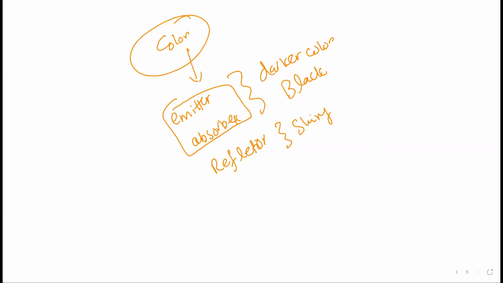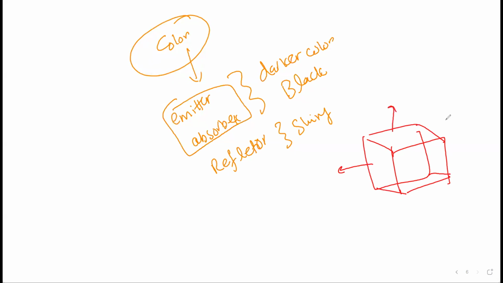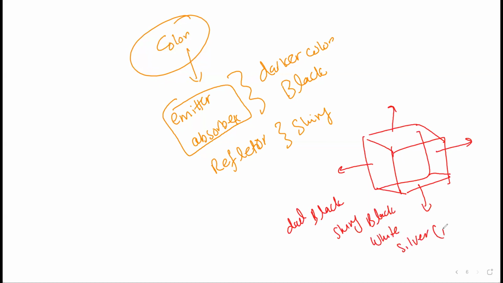So if we have a box like this with each side of different color and shade. One is black, one is dull black, one is shiny black, one is white, one is silver, a reflective surface, I mean.